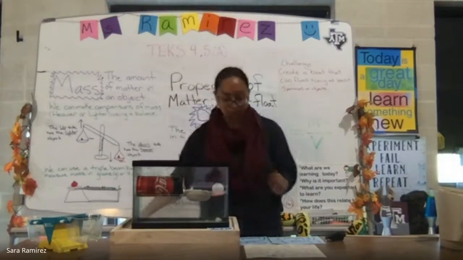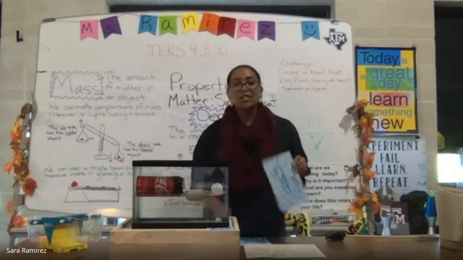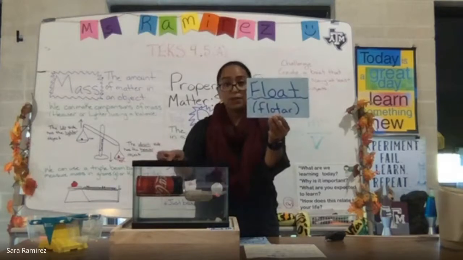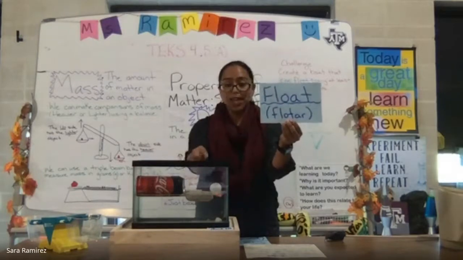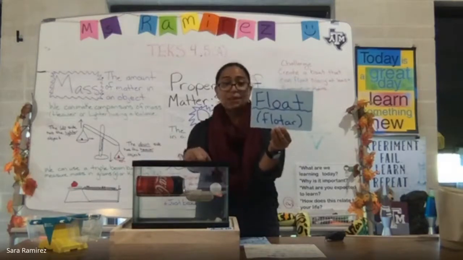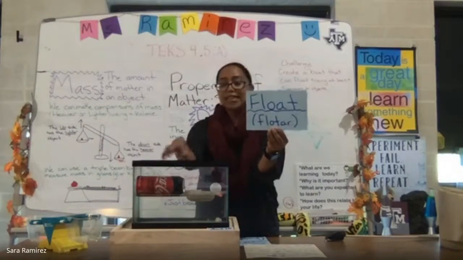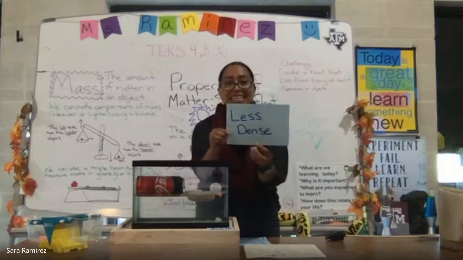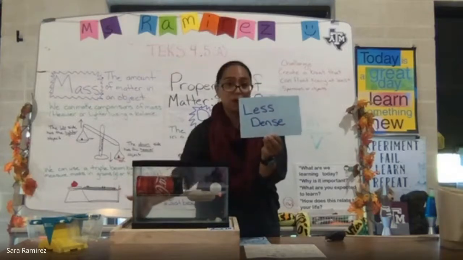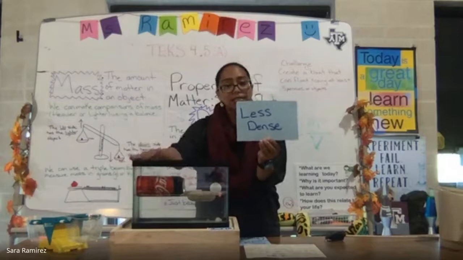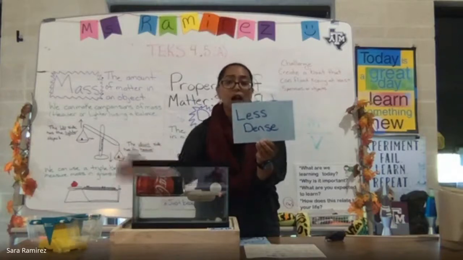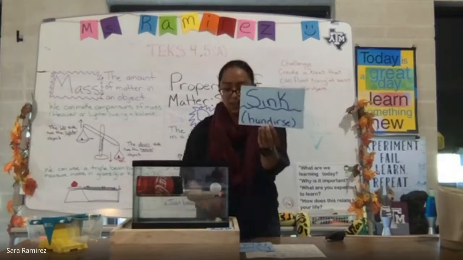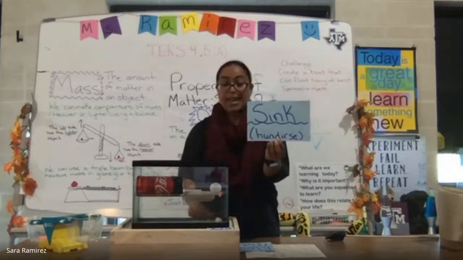So hopefully you guys were able to see that. The objects that float would be the Coke can, the piece of wood, the pumice stone, the candle, and the ping pong ball. The reason that these objects float is because we can say that they are less dense than the water. Objects that are less dense than the fluid that they are in are going to float.